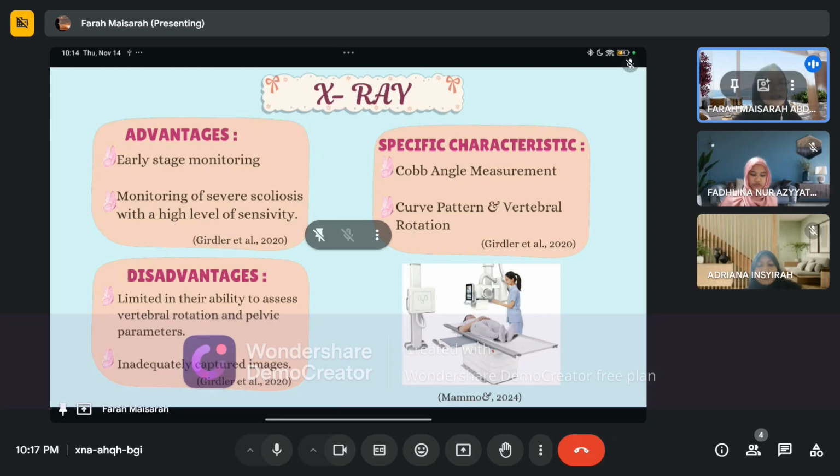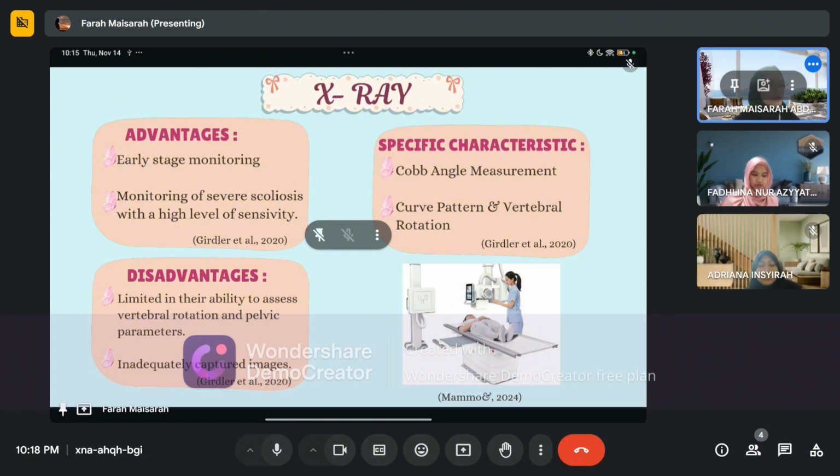For the specific characteristic, only the X-ray machine can help the doctor to measure the Cobb angle. So what is the Cobb angle measurement? The Cobb angle is the main quantitative method for determining scoliosis severity. And the next one, from the X-ray we can analyze the curve pattern and vertebral rotation. X-ray typically shows lateral curvature along with vertebral rotation towards the concave side of the curve. It helps to identify whether it is a C curve or S curve.